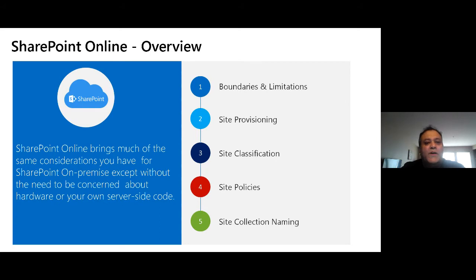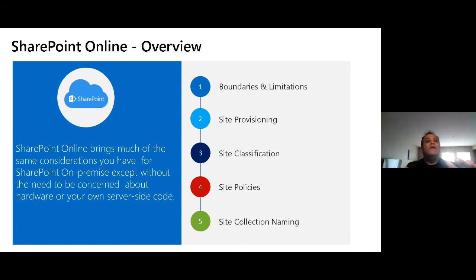Obviously, SharePoint is the first obvious one. It's important that you understand what the boundaries and limitations of SharePoint Online are. It's important that you create a site provisioning process so you can audit who has access to what sites. It's important that during this provisioning process, you have checks and balances in place that can validate that this is a genuine request and you're not willy-nilly creating SharePoint sites for the heck of it.